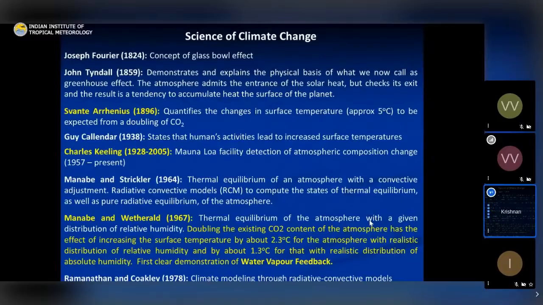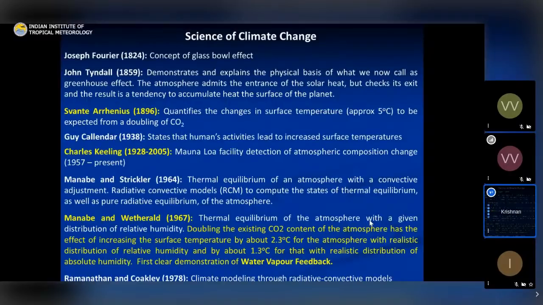And how about the science of climate change? The science of climate change is also another success story when it comes to the change in the global mean temperatures and the effect of human influence on that. We have a very good understanding of that. And this science started long back, much before the 1850s, from the time of Joseph Fourier, who talked about the concept of the greenhouse effect, how the atmosphere can insulate the radiation that is going out of the planet.